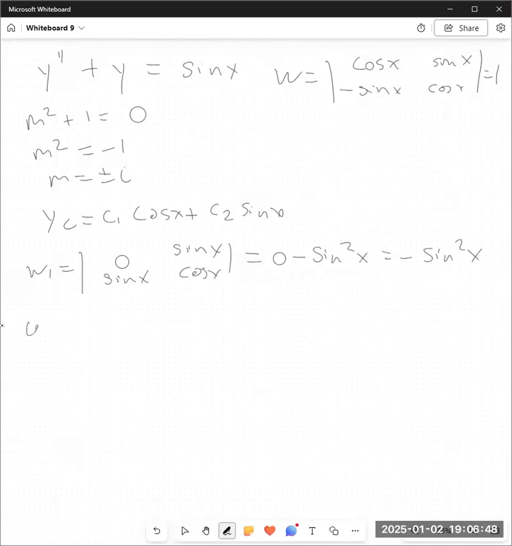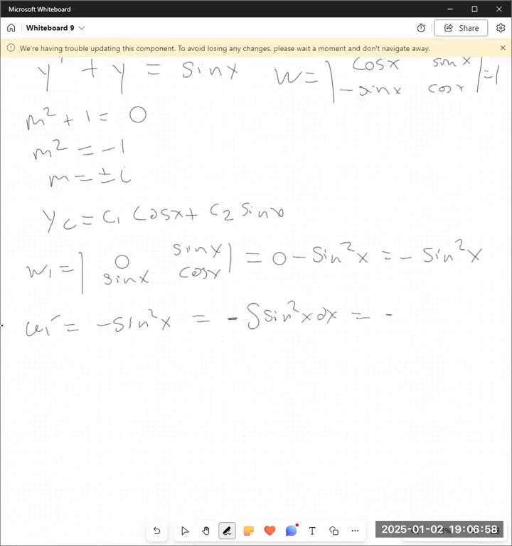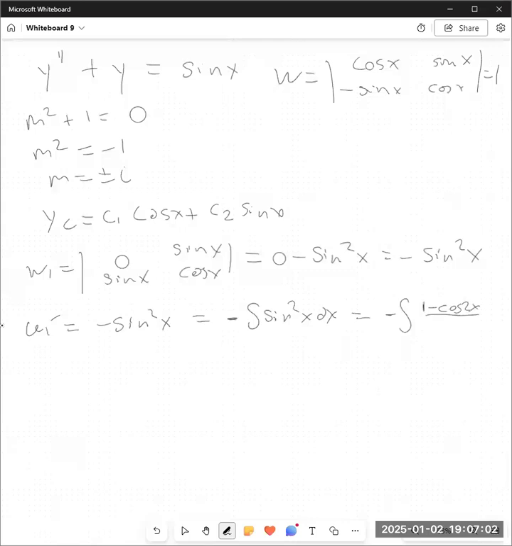So my u1 prime is negative sine squared x. So I need to have a negative integral of sine squared x dx. Let's use my power reducing formula here. So that's 1 minus cosine 2x over 2 dx. I should not have written the integration there. I should have written it on the next step.